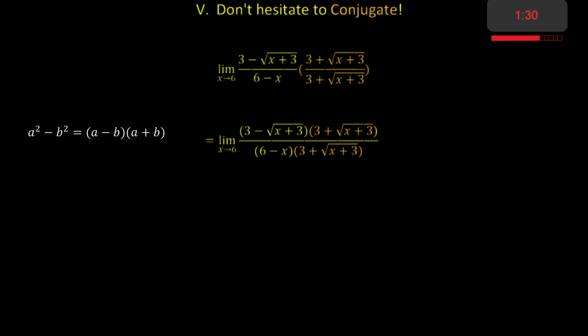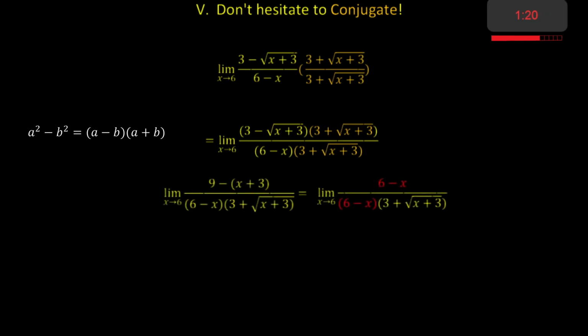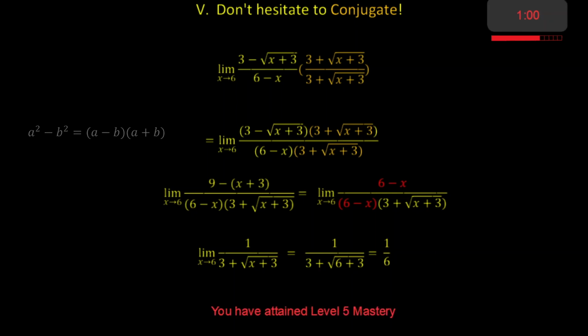Next, we use the reference formula for the difference of two squares to multiply the two binomials in the numerator. We can see that the numerator simplifies to 6 minus x, which fortunately will cancel with the 6 minus x in the denominator to give a simpler expression whose limit can be easily evaluated by our plug and chug method. Then finally we plug in 6, and we see that our expression evaluates to 1/6. You have now attained level 5 mastery.